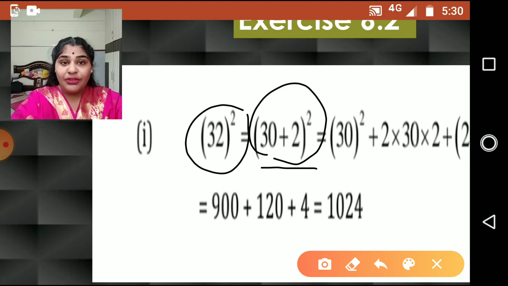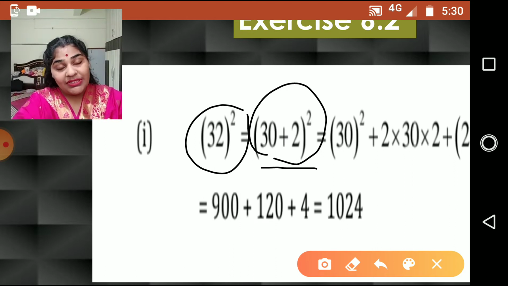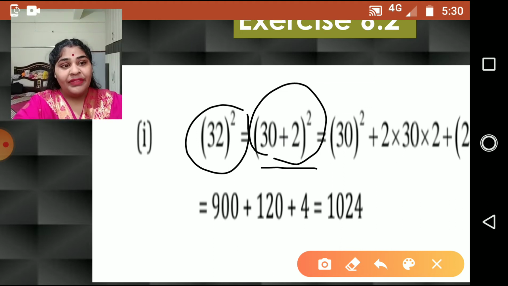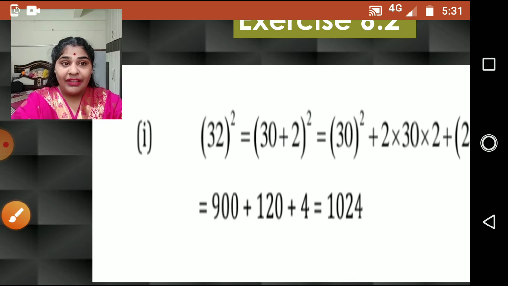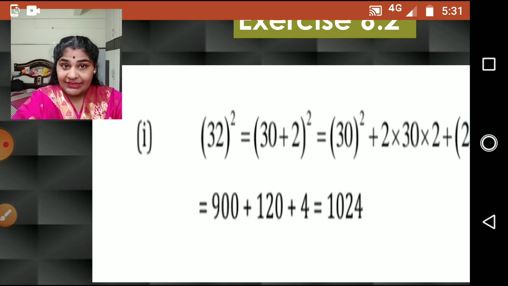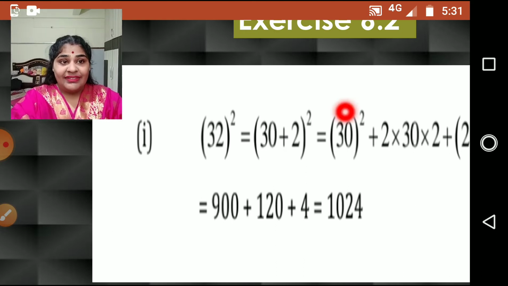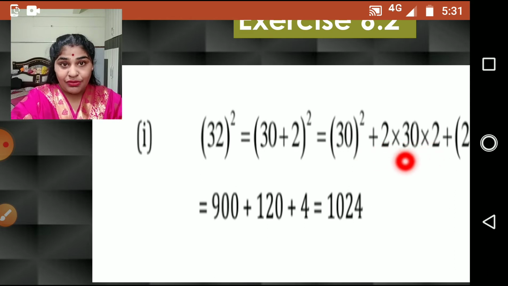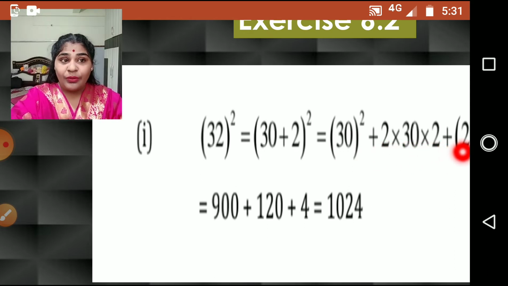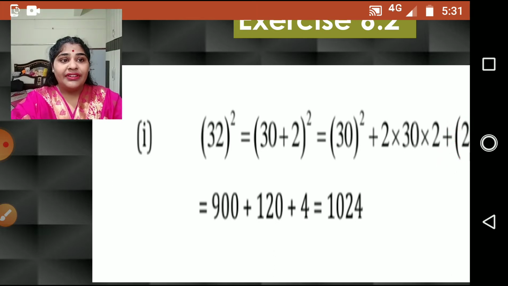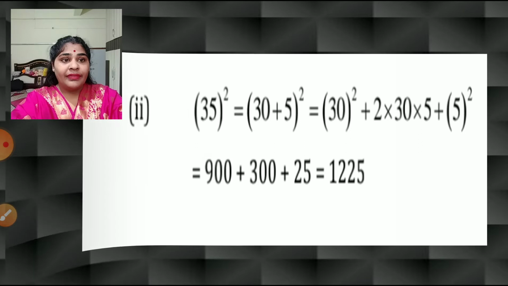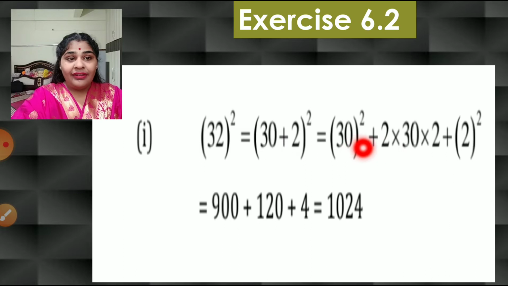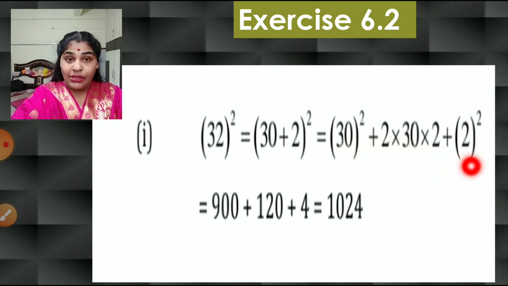Now you can write: use identity. (a plus b) whole square is equal to a square plus 2ab plus b square. Now we are going to substitute the values of a and b in the identity. So it will be a square, that is 30 square, plus 2 into 30 into 2, that is 2ab, plus b square, that is 2 square. It is a square plus 2ab plus b square.